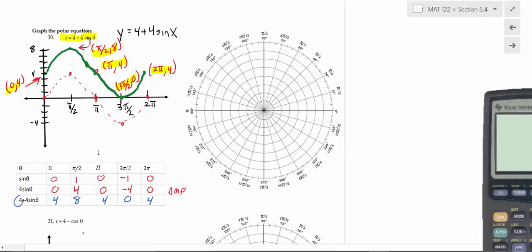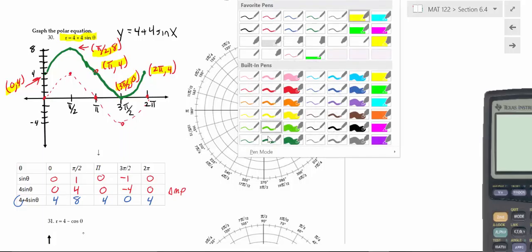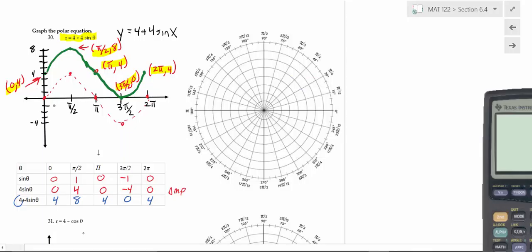So we can actually take these points and we can plot them now in polar. So if we start with 0, 4, that would mean we go to 0 radians and we go out 1, 2, 3, 4 over, and we put a dot there. So that's dot number 1. Okay, we go to the next thing. We go to pi over 2. Then we go out to 8. So 1, 2, 3, 4, 5, 6, 7, 8. Okay, so we got that dot.